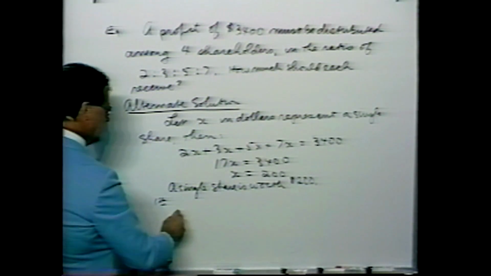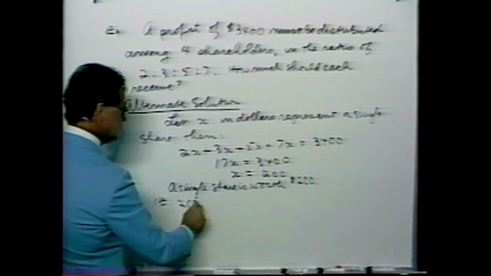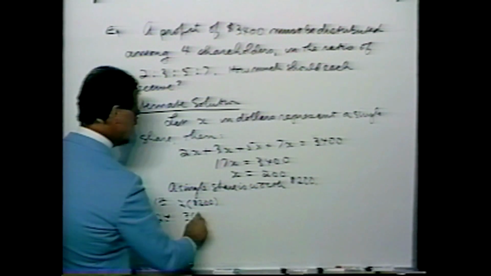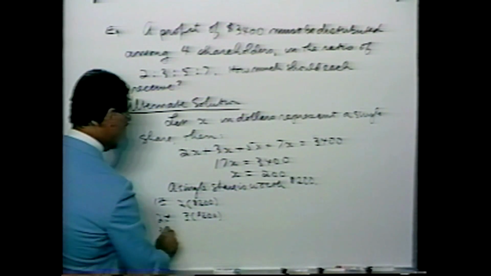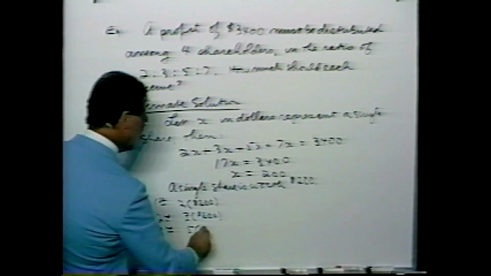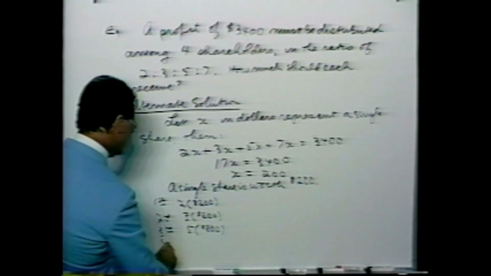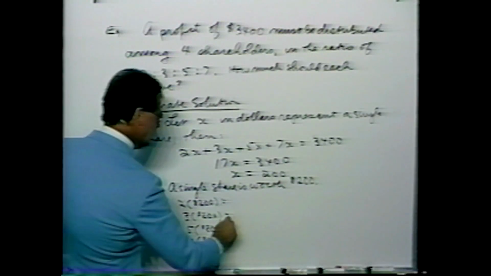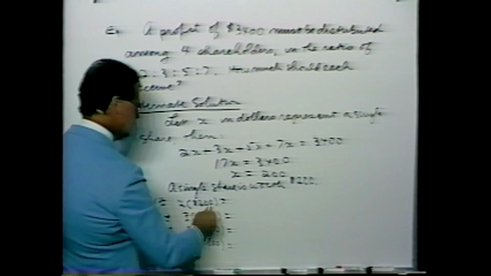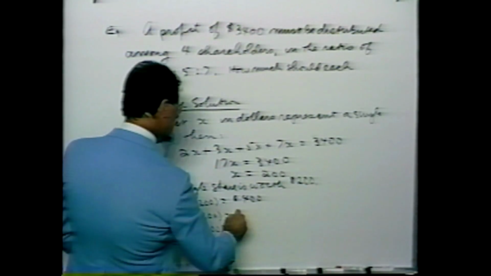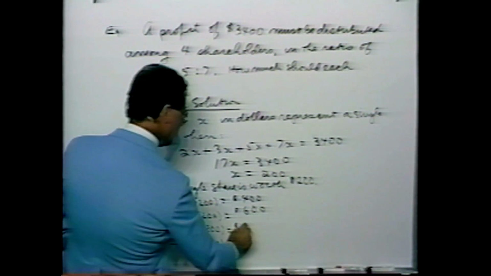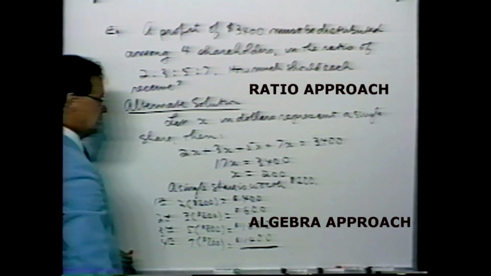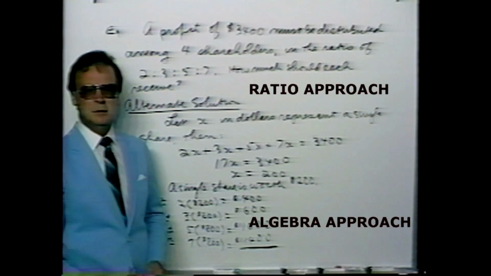The first shareholder will get 2 times $200. The second shareholder will get 3 times $200. The third shareholder will get 5 times $200. And the fourth shareholder will get 7 times $200. And these amounts are $400, $600, $1,000, and finally $1,400, equivalent to the amounts found before.